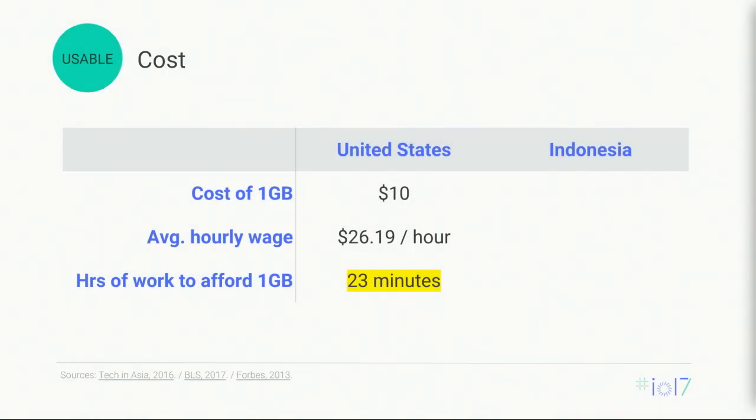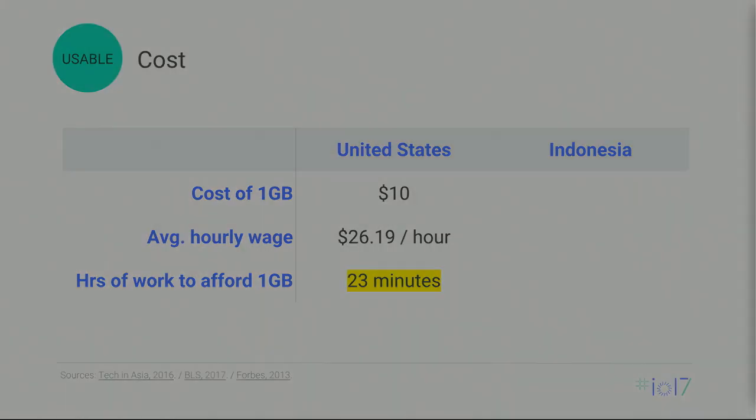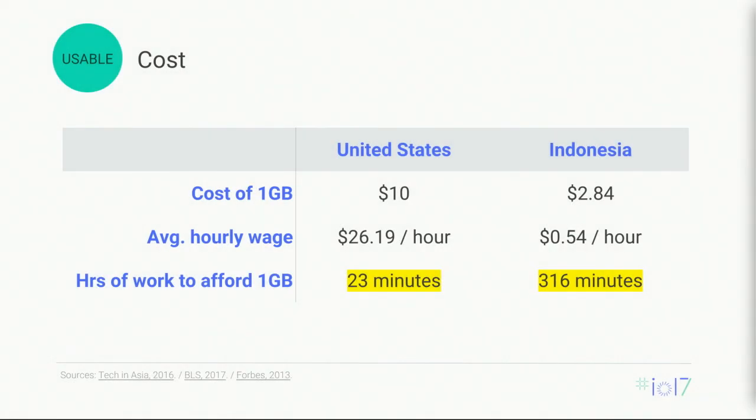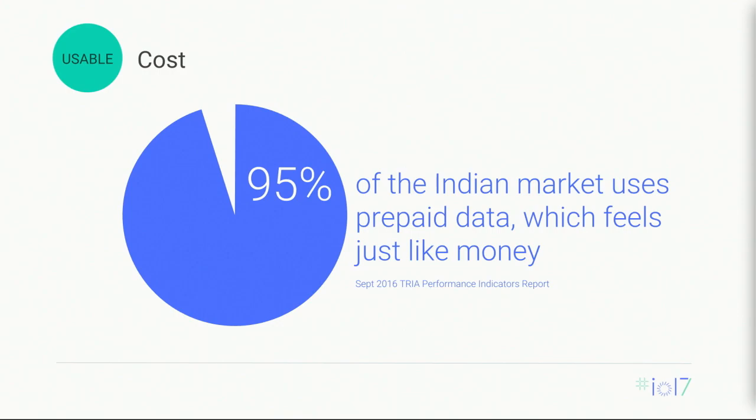We can start with a comparison. To afford 1 gigabyte of data in the United States, you would need to work a little bit over 20 minutes on average. But to afford the same exact thing in Indonesia, 1 gigabyte of data, you would have to work 316 minutes, so nearly 5.5 hours. So in markets like these, like Indonesia, data is much harder to come by, and for that reason, people savor every MB that much more. Also in these markets, most of the data is prepaid.